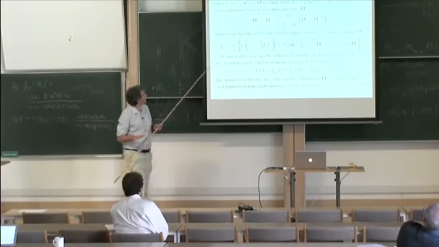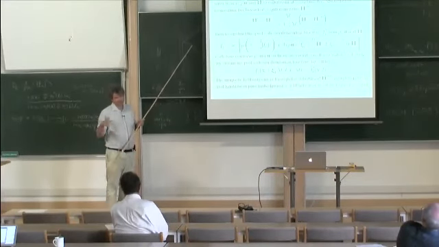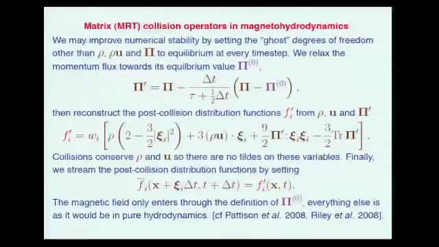So this is going back to what I was saying, all that stuff about N's and J's. The point is that you can get the stability improved if you set those N's and J's just to equilibrium every time step and forget about them. So the collision operator becomes a case of relaxing the momentum flux pi towards equilibrium, then reconstructing the distribution functions. There are no post-collisional twiddles marking rho and u because they're conserved by collisions. Then I do the streaming of the post-collisional distribution function.